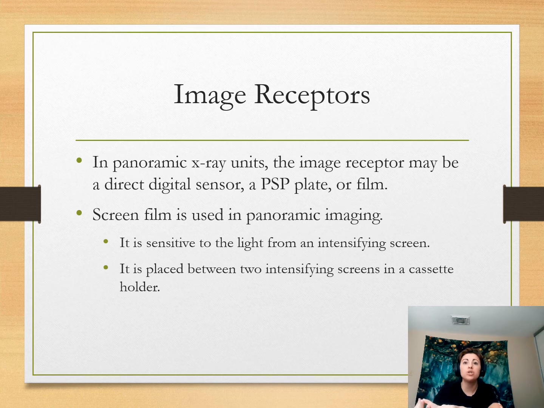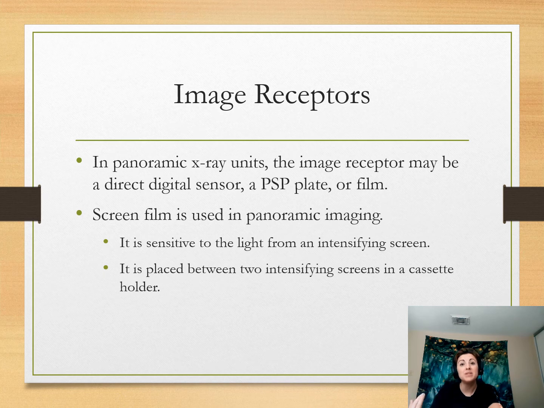All right, so you can take a panoramic with either a film, a photostimulable phosphor plate, PSP plate, or you can take it with a direct digital sensor. At our clinic, we have a direct digital sensor, which means you set up your computer to receive the image. You have your patient open, the DEXIS open, all that stuff. Once you have that green screen that says it's ready for the exposure, then you take your panoramic.